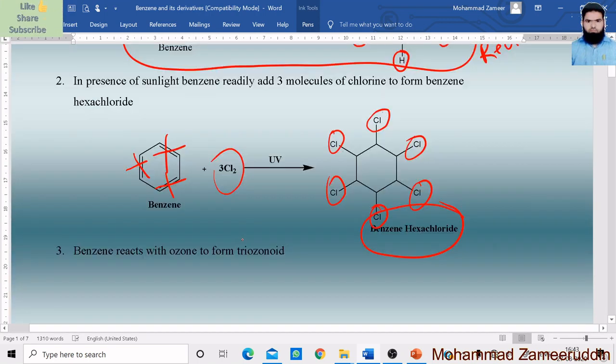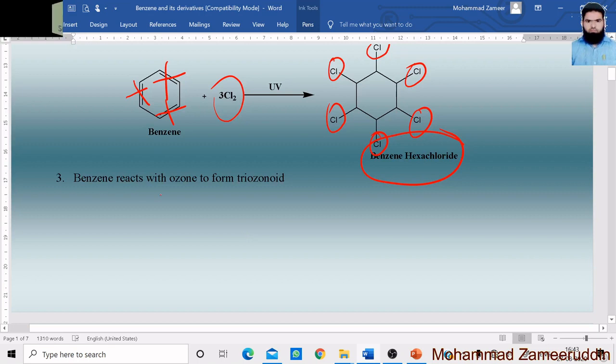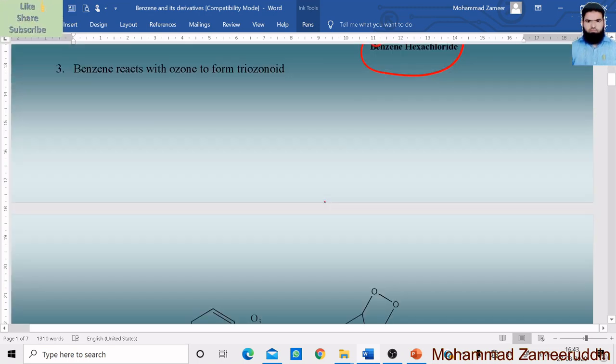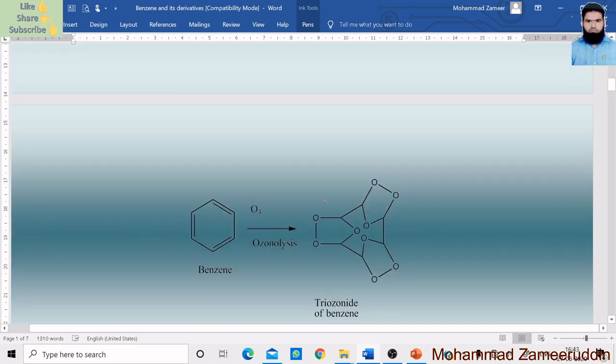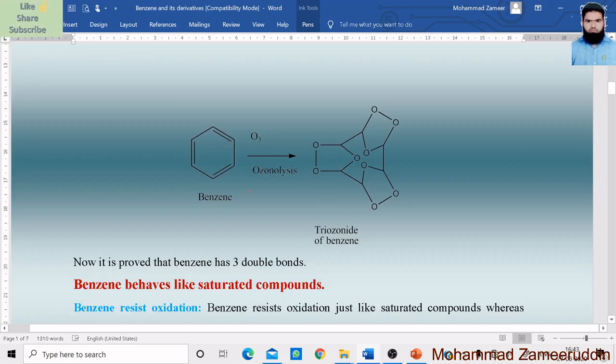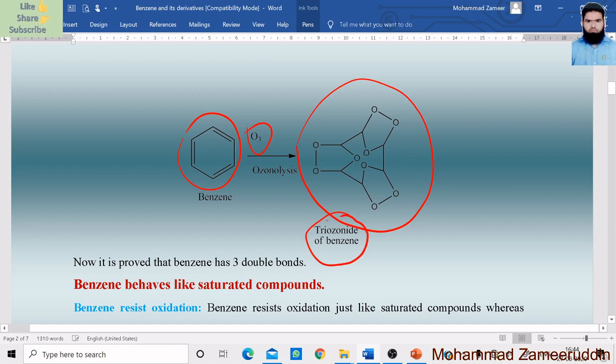Now the third proof is that benzene reacts with ozone to form a triozonide. So this is the structure of the triozonide. This is the benzene, this is the ozone, and the benzene reacts with the ozone in this way and forms the triozonide of benzene. So from these 3 experiments it is proved that benzene has 3 double bonds. Benzene has 3 double bonds present, which is proved from these 3 experiments.